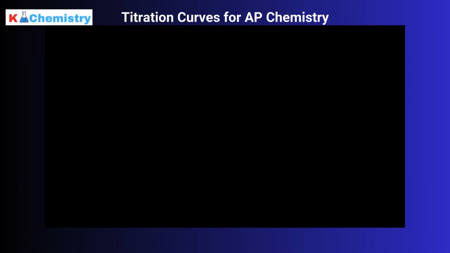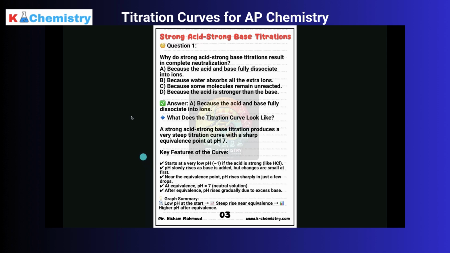Okay. Question number 1. Why do strong acid, strong base titrations result in complete neutralization? Because the acid and the base fully dissociate into ions, because water absorbs all the extra ions, because some molecules remain unreacted, or because the acid is stronger than the base. It causes complete neutralization because the acid and base fully dissociate into ions. So HCl breaks down into H plus and Cl minus.